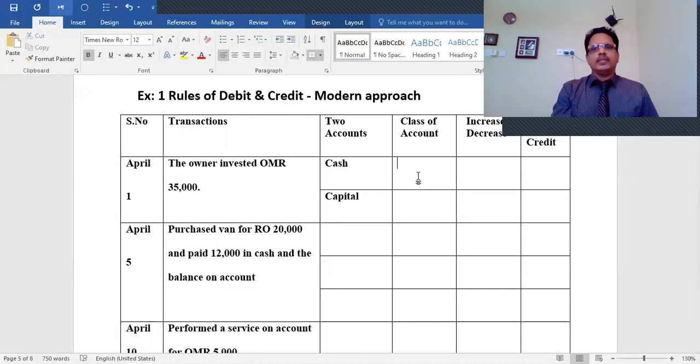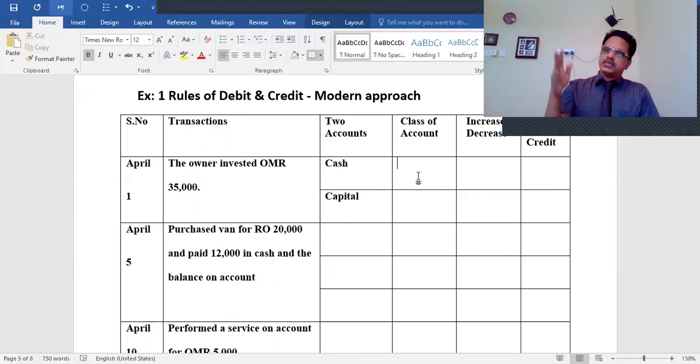But here, for class of account, we have to check the 5 groups. Remember, from now onwards we don't have 3 groups. We have only 5 groups, which means we are following the modern approach. The traditional approach is over as of the last class, because applying both methods at the same time may confuse you. So the 5 accounts, you know already: asset, expenses, liabilities, equity, and revenue.